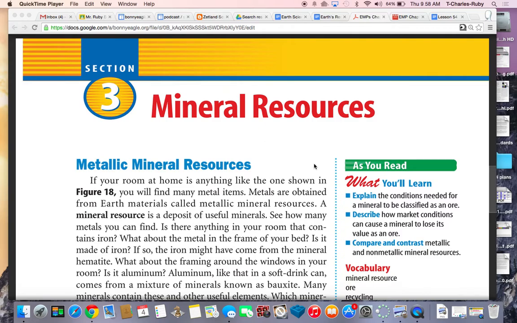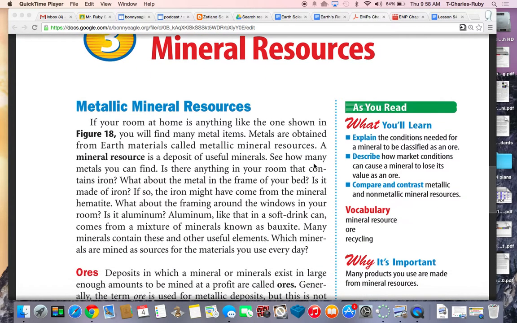Metallic mineral resources. If your room at home is anything like the one shown in Figure 18, you will find many metal items. Metals are obtained from Earth's materials called metallic mineral resources. A mineral resource is a deposit of useful minerals. See how many metals you can find.